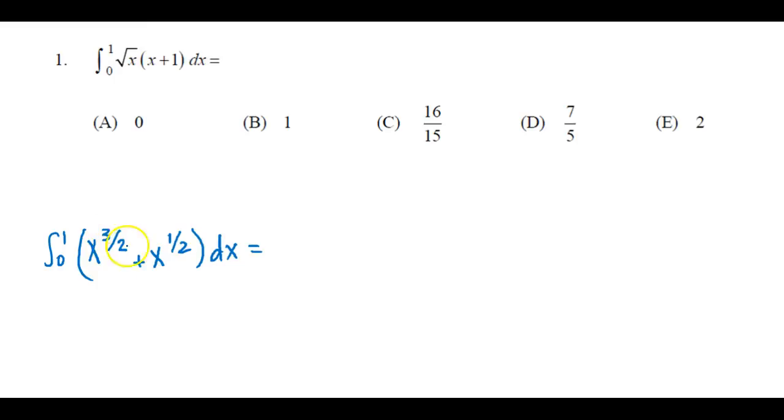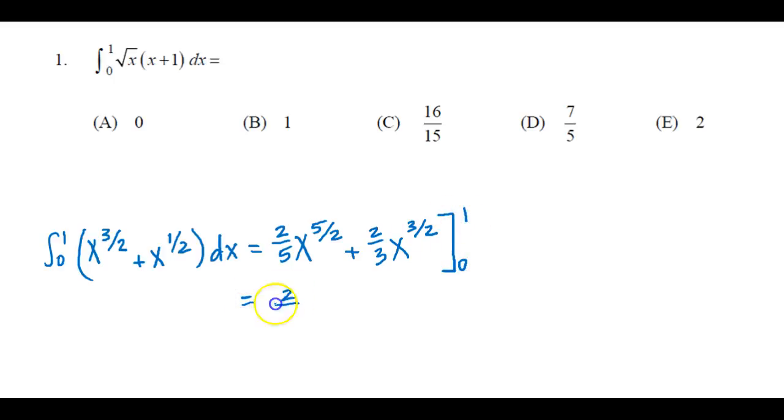So now I'm going to take the antiderivative. That'll be x to the 5 over 2, so I add a power. Now I'm going to multiply by the reciprocal, 2 over 5, plus x to the 3 over 2, and then I multiply by the reciprocal here, so that would be 2 over 3, evaluated from 0 to 1. If I substitute in 1, I get 2 over 5 plus 2 over 3, and then I subtract, plugging in 0. When I plug in 0 for both of these x's, I will get out a 0.